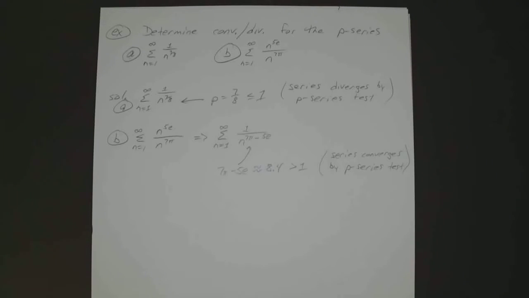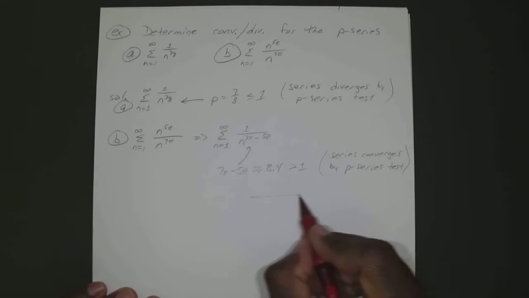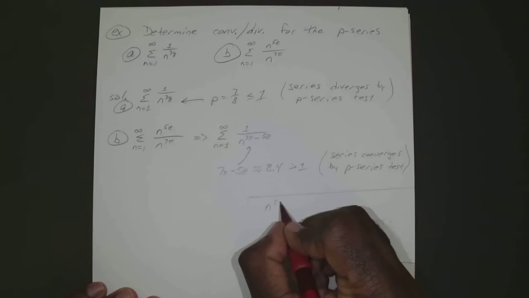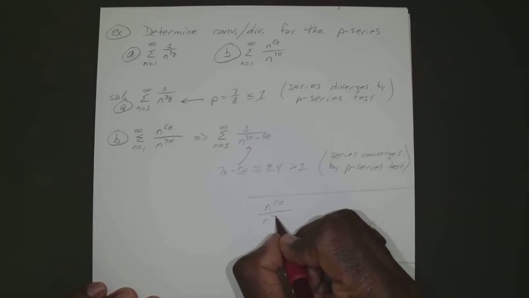All right, so any questions on that one? Yes. So how did you pull the 5e down? Oh, for that one, you have n to the 5e over n to the 7 pi.